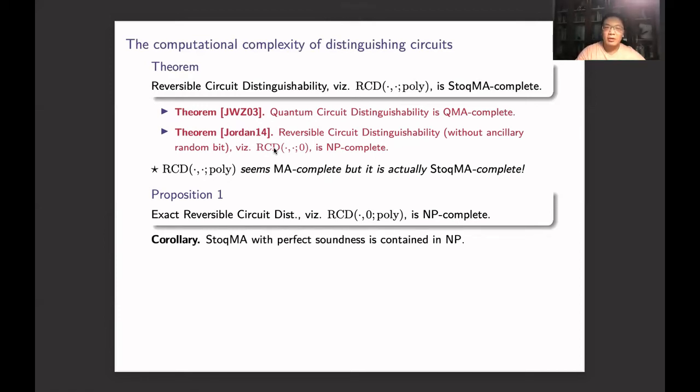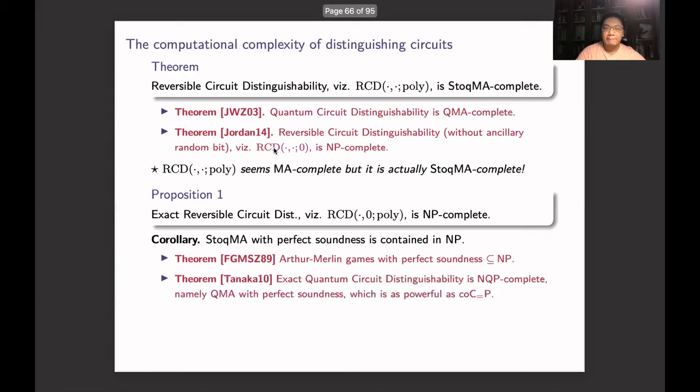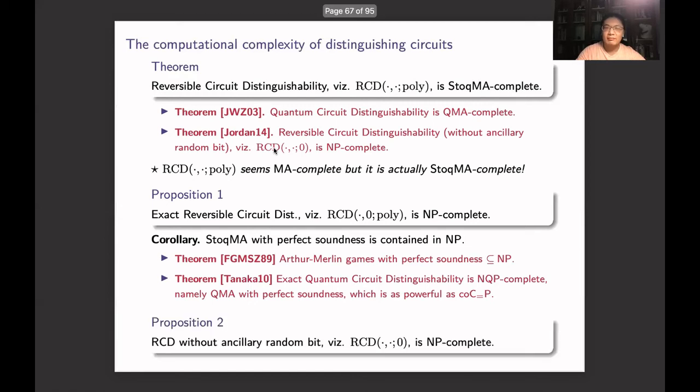Essentially, what we show is that StoqMA with perfect soundness contains NP. This property is known as a Merlin game. So any StoqMA Merlin game with perfect soundness will collapse to NP. Also, by Tanaka, we know exact quantum circuit distinguishability is complete for QMA with perfect soundness. Moreover, we show that reversible circuit distinguishability without any ancillary random bits, namely n_plus is 0, is NP complete.